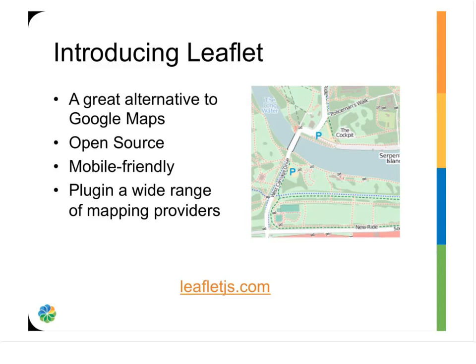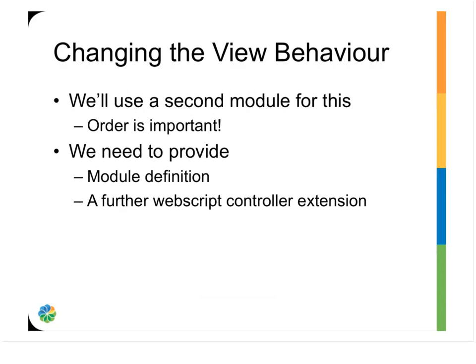So the screenshot there shows OpenStreetMap, which I'm also a contributor to in my local area, but there's a wide range of other mapping providers out there that you can use, and that's the website for Leaflet. So what I want to show is how you can use another extensibility module to change the behavior of this first extensibility module. So I'm going to use a second module for this. Notice that the order of the extensibility modules is important. So I'll have to make sure that's right when I get to the demo.